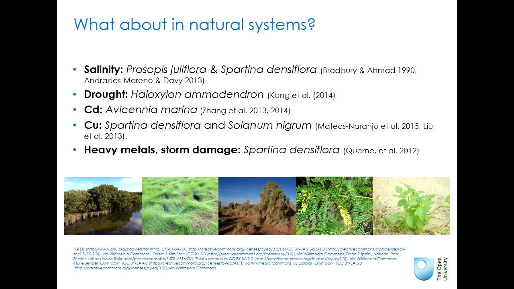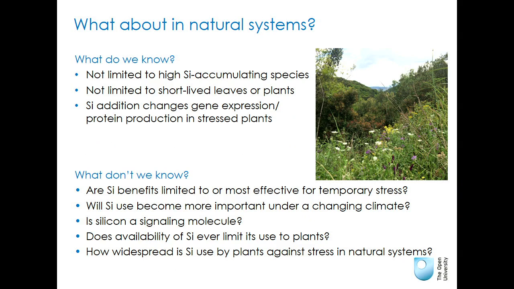Interestingly to me, these species were really varied. So we saw a mangrove study, this is sort of a woody species with a succulent leaf. This is Spartina, the sort of salt marsh plant we heard about earlier. This is a nitrogen fixer and a sort of herbaceous species. So these plants that are non-agriculture are really quite diverse. So this suggests to me that perhaps silicon is playing an important role in natural systems to alleviate a range of abiotic stresses.